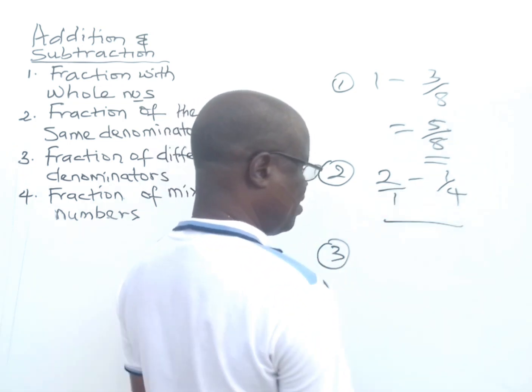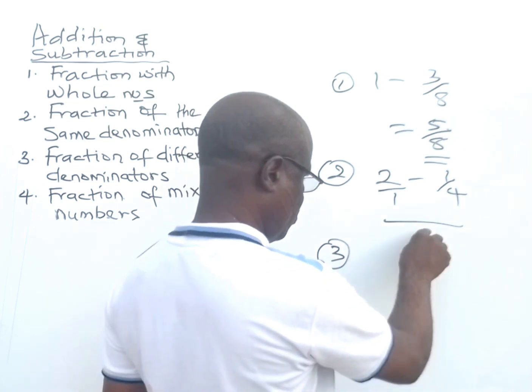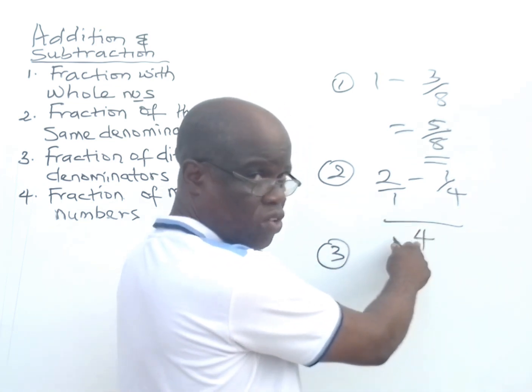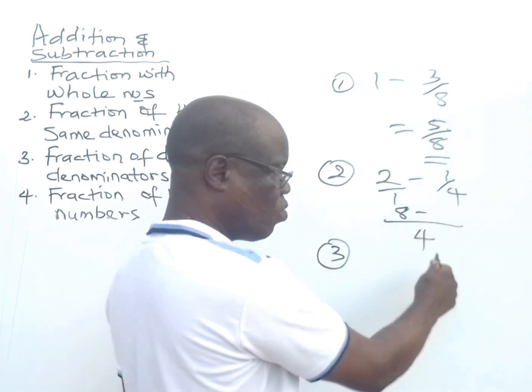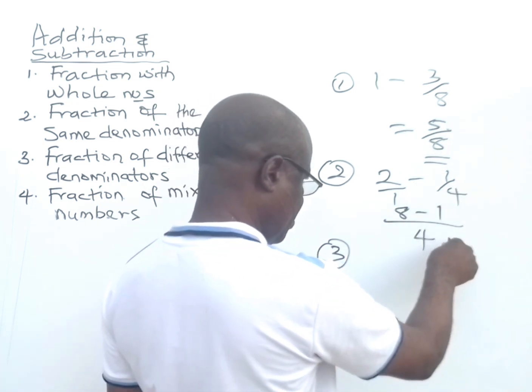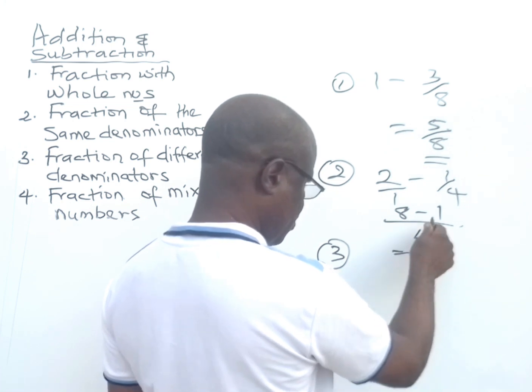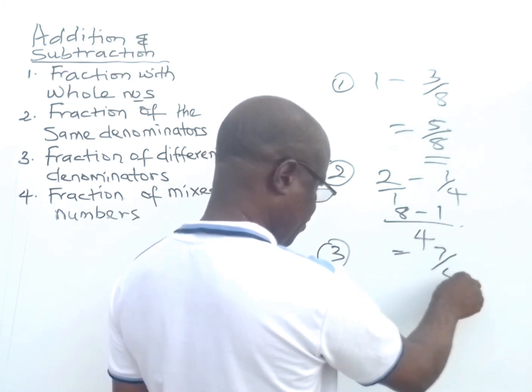the LCM. The LCM of 1 and 4 is 4. How many times 1 goes in 4? That's 4. 4 times 2, 8, minus. How many times 4 goes in 4? 1. 1 times 1, 1. So your answer will be 7 all over 4.